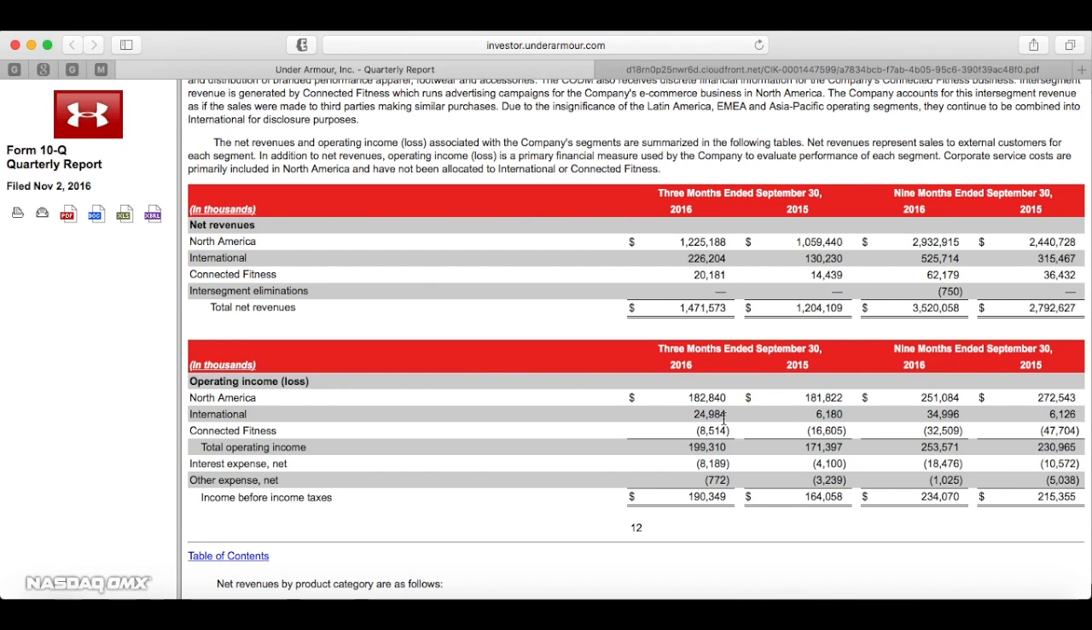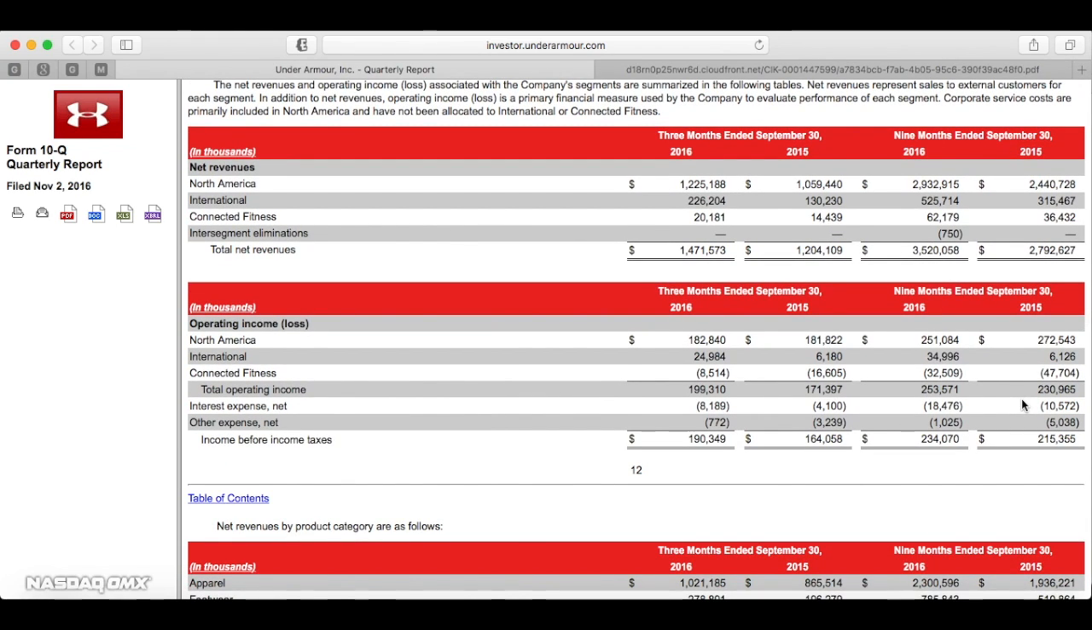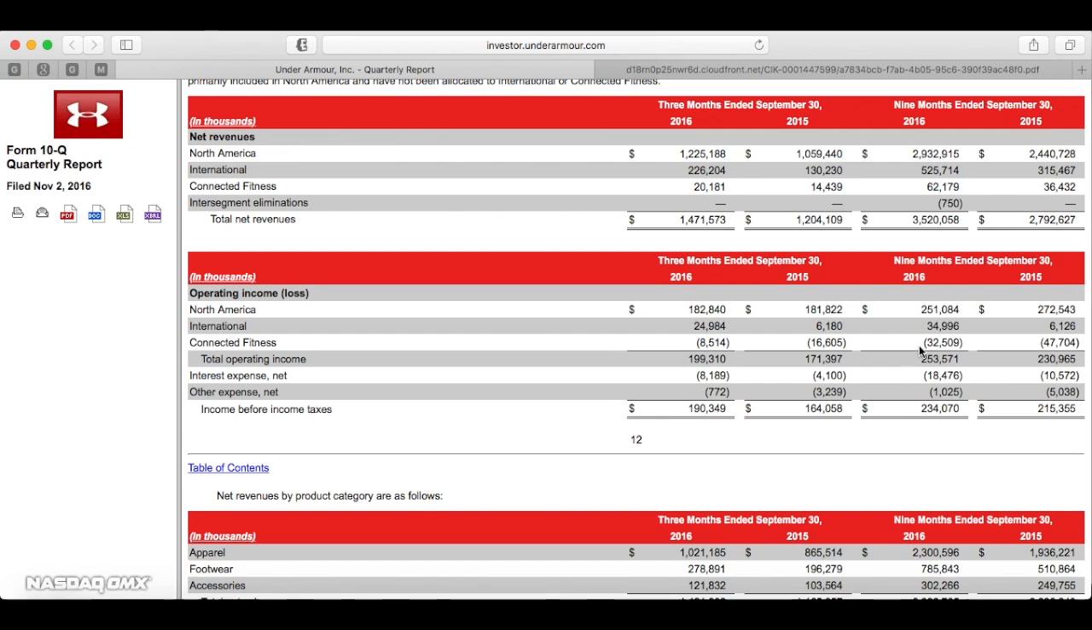We see the operating income internationally is scaling up nicely. How long that is sustainable, how long that lasts, who knows? But it's certainly making up for a little bit of operational inefficiency we're seeing on the North American side. The connected fitness side, you'll see here in parentheses, this is because Under Armour is losing money on that segment of the business. They're losing a little bit less quarter over quarter, but they're certainly not generating any profits from there.